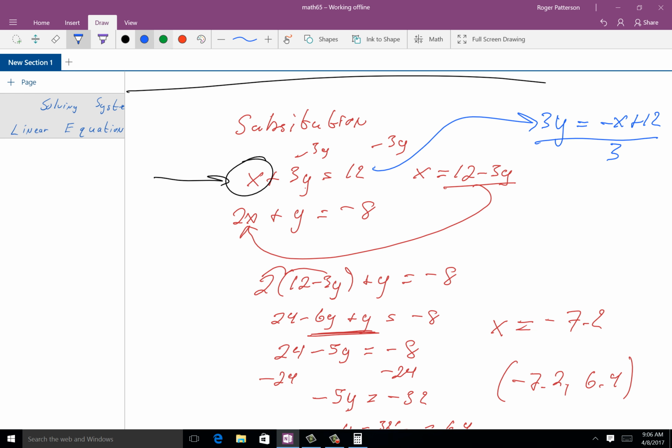Okay, now let's do this one. So I'm solving for y. So what do I got to move? 2x. So I move it over to the other side. What am I going to get? Negative 2x minus 8. Okay, so now I'm going to graph these.